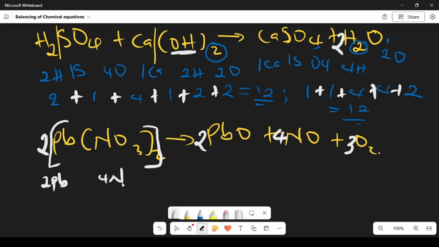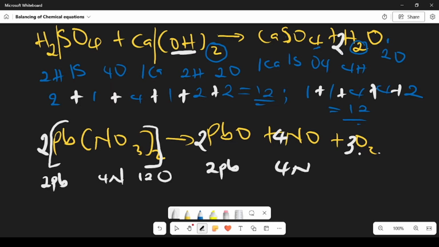So 4 atoms of nitrogen. You have 2 atoms of lead here and 4 atoms of nitrogen here. Then for the oxygen, 2 times 3 is 6 and 6 times 2 is 12. So you have 12 atoms of oxygen.